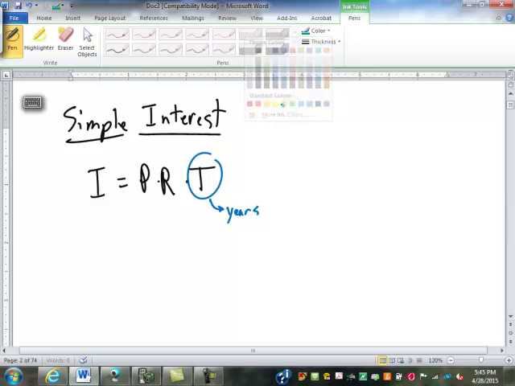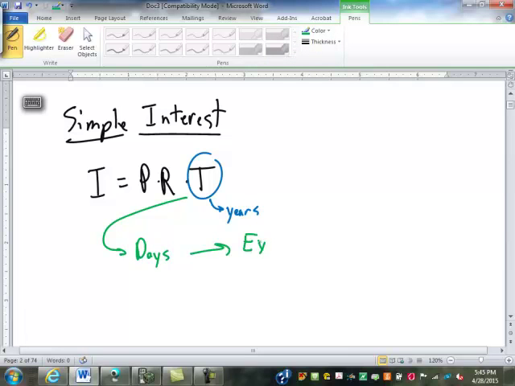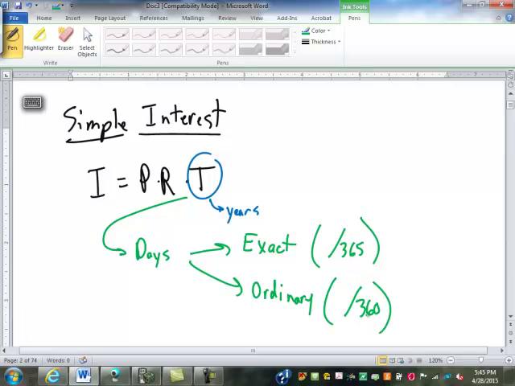When time is given in days, there are two types. There is exact and ordinary. What does exact mean? 365. Out of 365 days. What does ordinary mean? Out of 360.